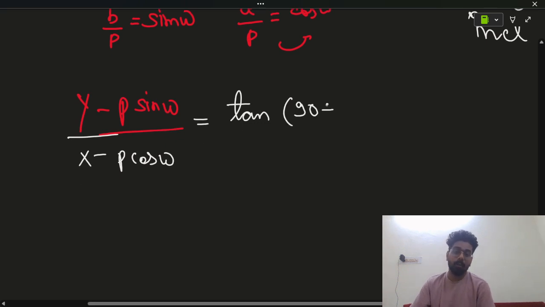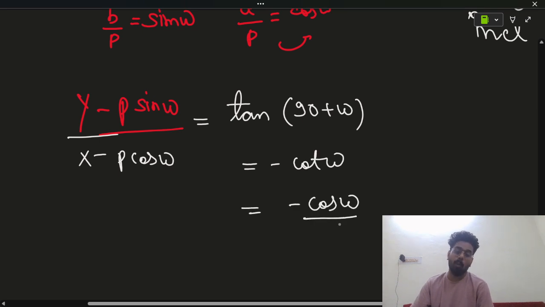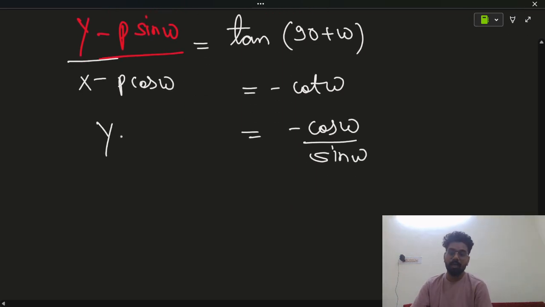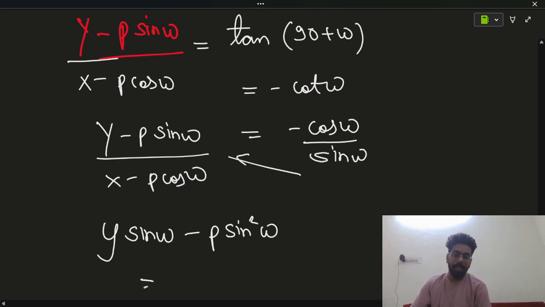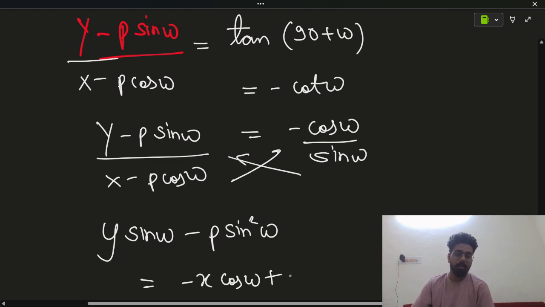Now, basic trigonometry, what is tan 90 plus W, guys? It is minus cot W, or we can say minus cos W upon sine W. All I am going to do is cross multiply the things. All right, so we are having y minus P sine W upon x minus P cos W. You cross multiply things, you will have y sine W minus P sine square W is equal to, you cross multiply over here, minus x cos W, minus of minus, this becomes P cos square W.